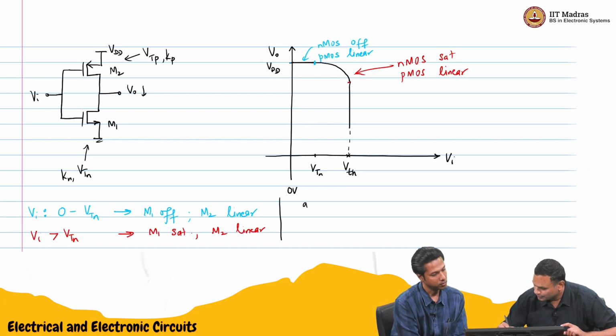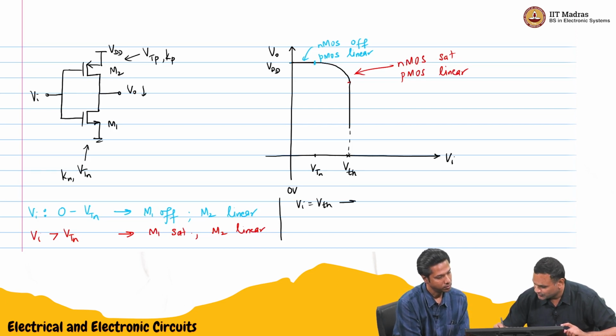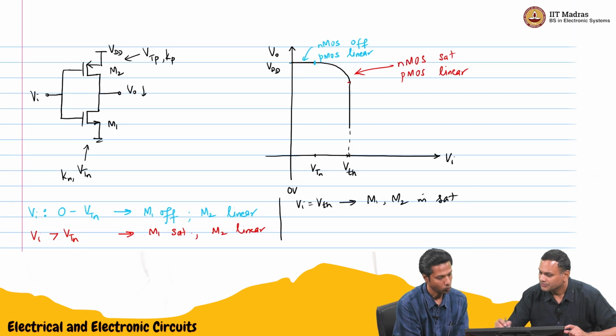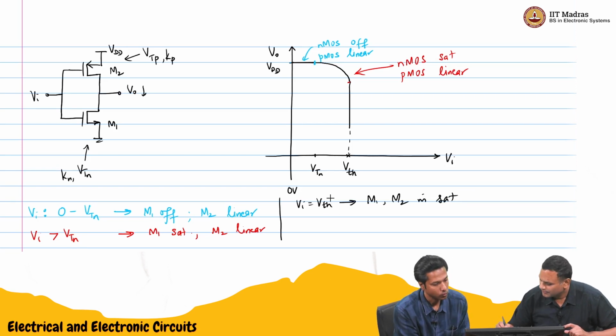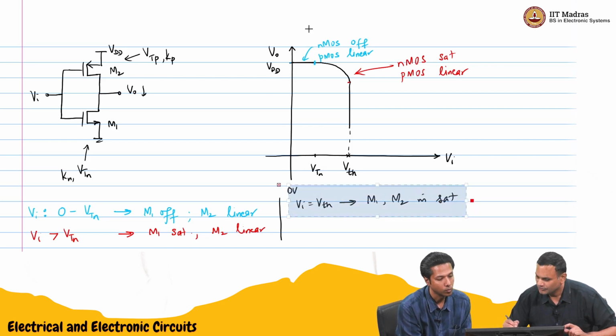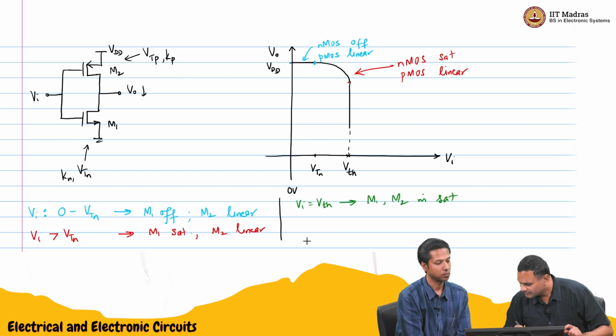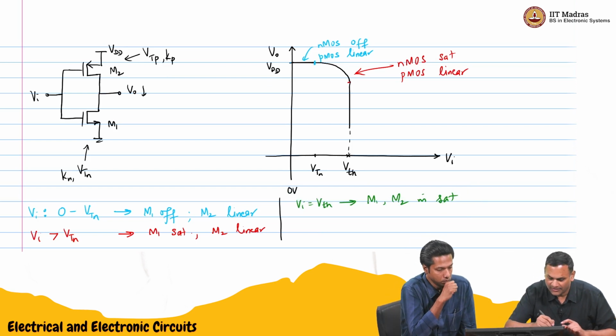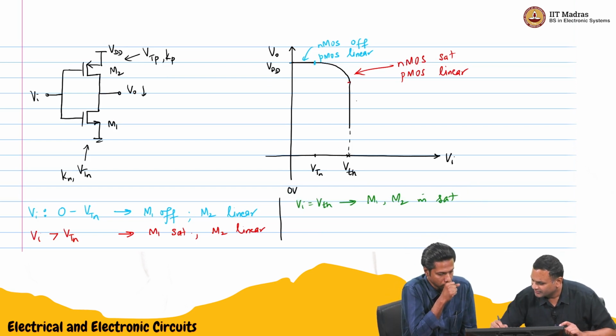VI equal to VTH. So that is the previous case. I'll just use a different color, maybe this color. And we'll also mark that here.